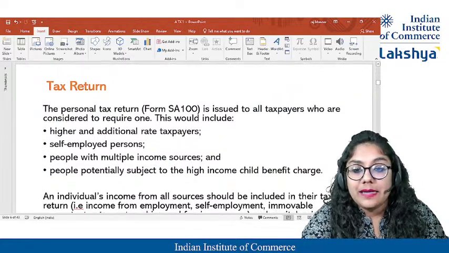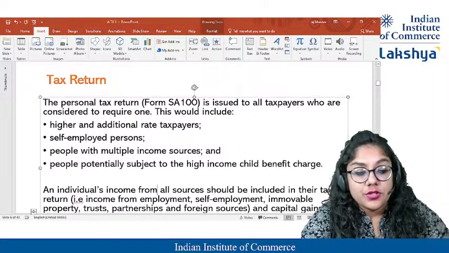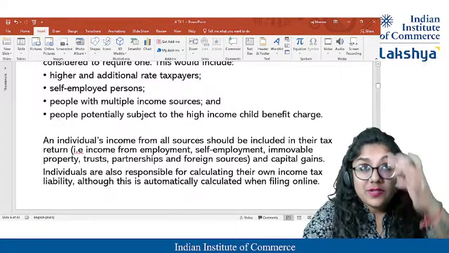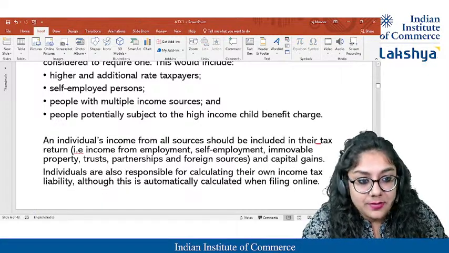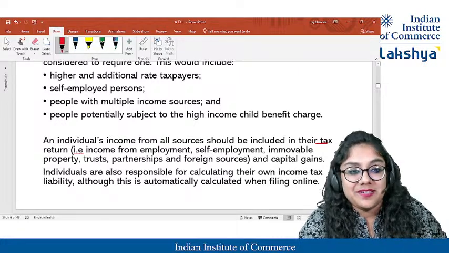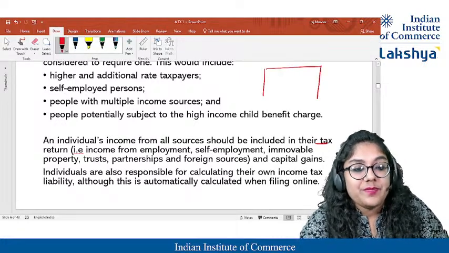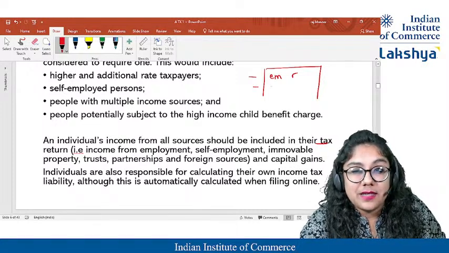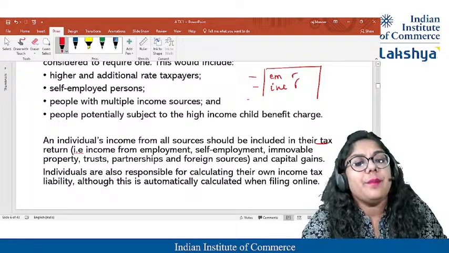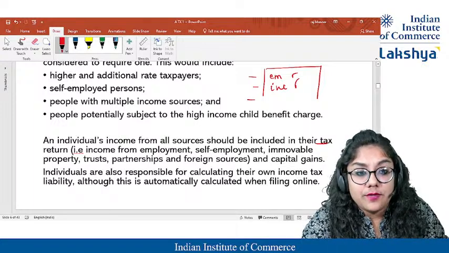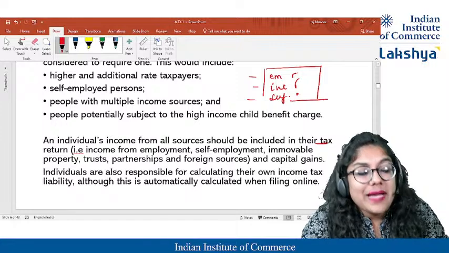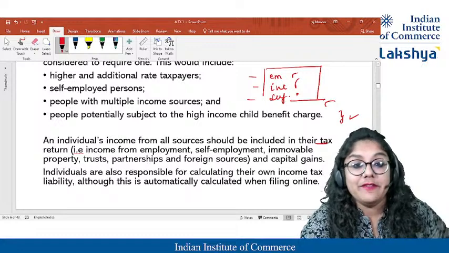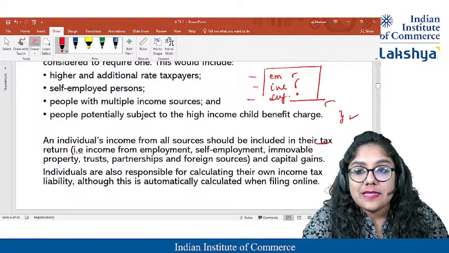Then if you read it, an individual's income from all the sources should be included in their tax returns. This is also important. So whenever I'm filing my income tax returns, I'll write here employment income, here my interest income, and over here some amount of self-employment income. So I have to make a total and then pay the taxes. It's not like I will book each one individually. For all these things I have to book it together.